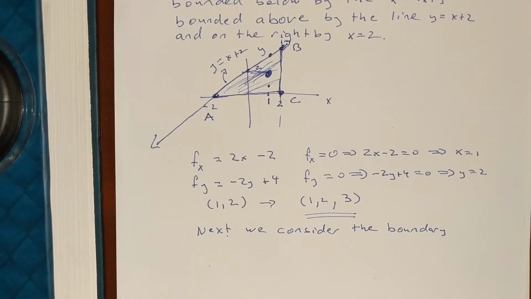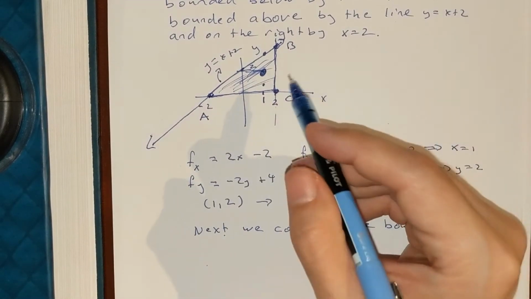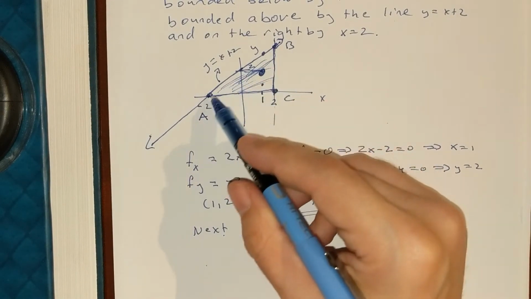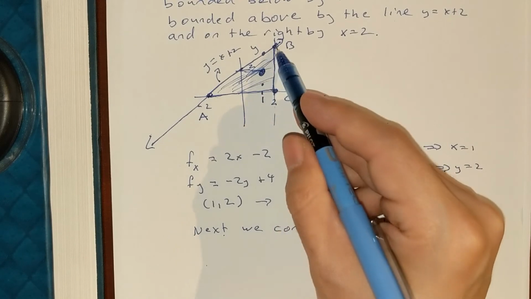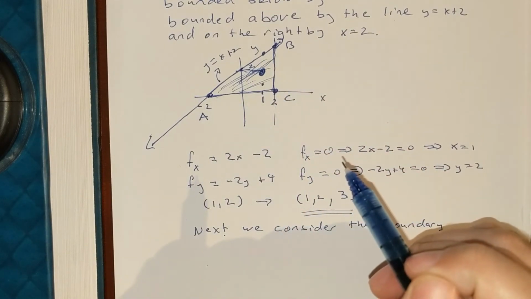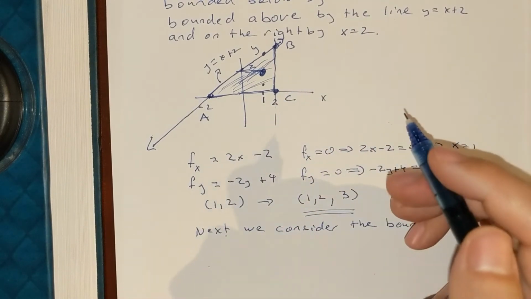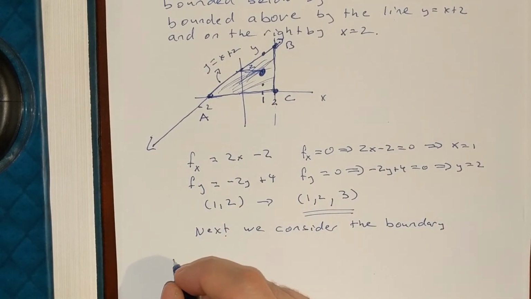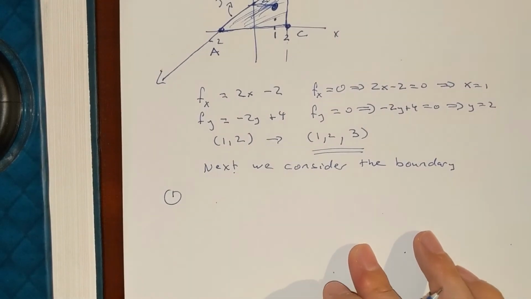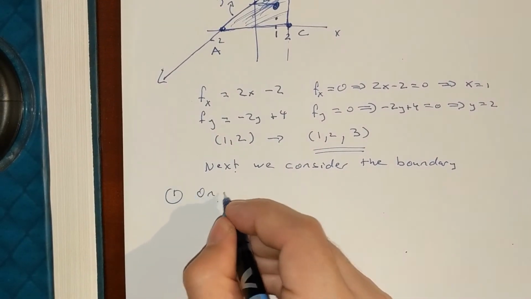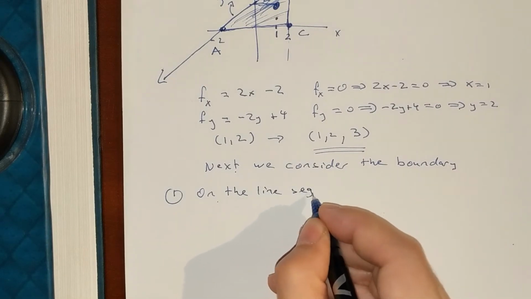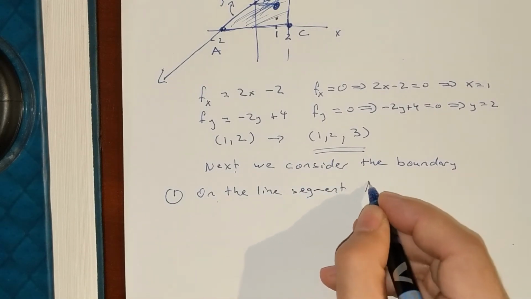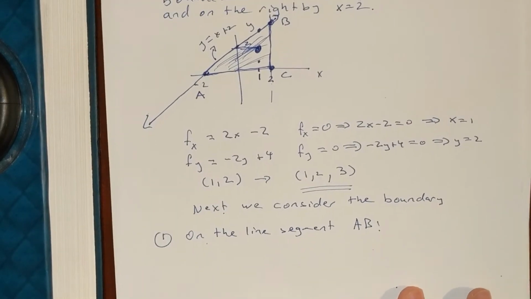It's not just these 3 points. Actually, the boundary is made up of these 3 lines, right? There's this line, there's this line, and there's this line, okay? So I have to consider all these lines. So let's do number 1, on the line segment AB. Okay, so let's do this carefully.